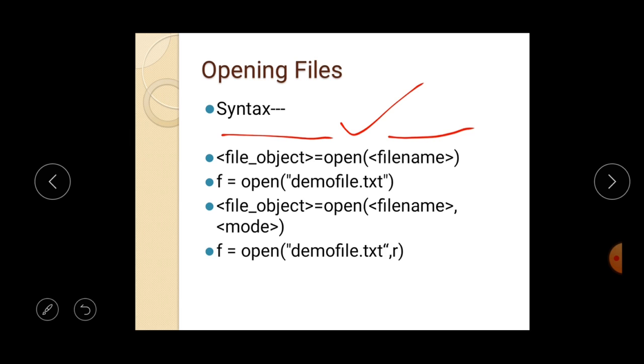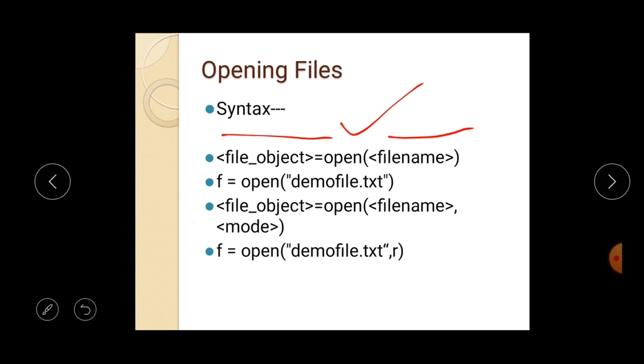If you want to append anything in the file, what is the meaning of append? Append means to add anything. The previous text will remain as it was before, and you will add something in the file. This process is called appending in the file. So there are various modes available through which you can open your file.